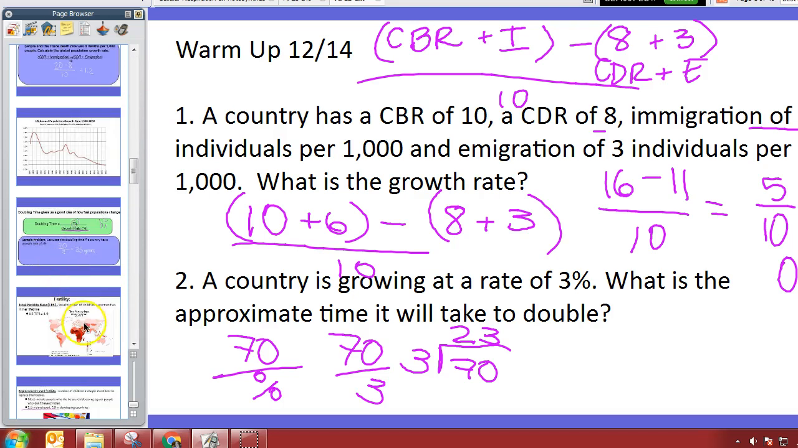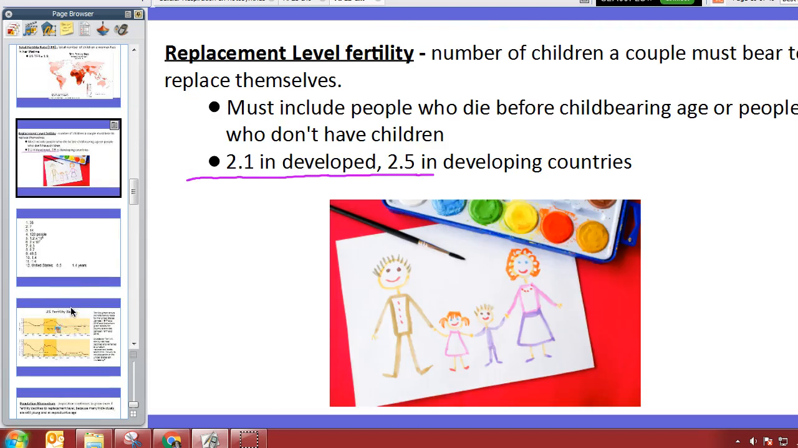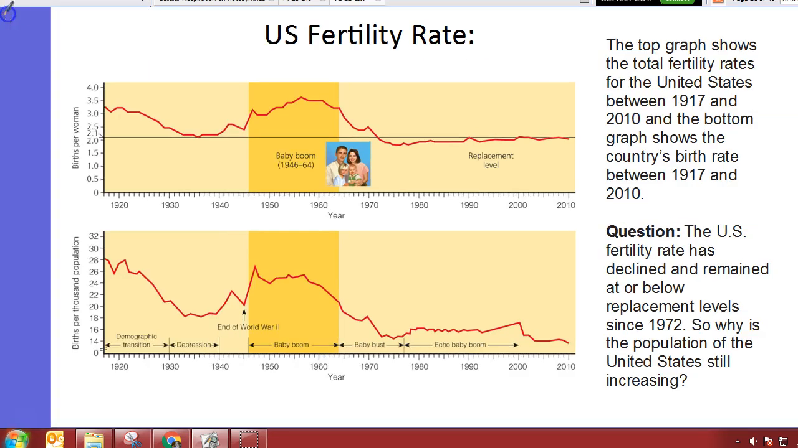We left off talking about the United States fertility rate. So you don't have to write anything down with this. I know you haven't seen this graph yet, but we saw a graph yesterday.